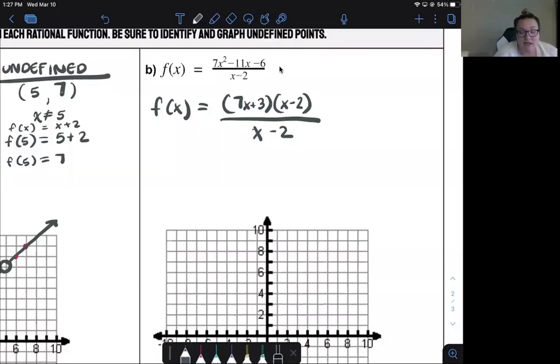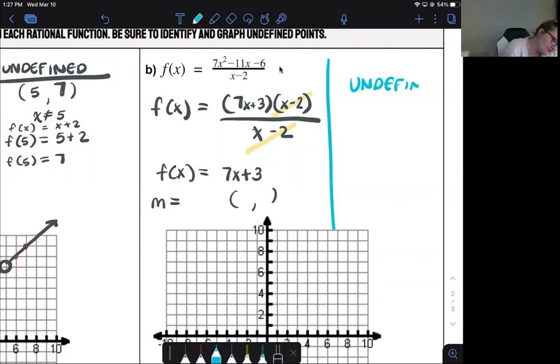So when I factored this, I got x minus 2 times 7x plus 3 in my numerator. Then we're going to simplify what we can, and we're left with 7x plus 3 equals f of x. Identify your slope, identify your y-intercept, graph the line, but before you draw the line through all your points, find your undefined point.